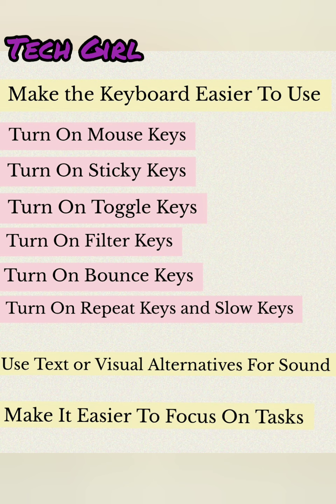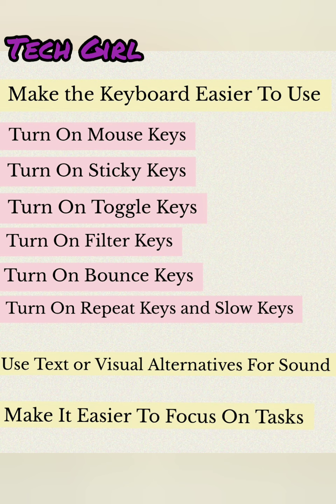Next is turn on toggle keys. Caps lock, num lock, and scroll lock keys are the toggle keys. If you press caps lock to obtain all capital letters, then pressing the caps lock again will turn it off, and now all the lowercase letters will be typed. So click on the checkbox to turn the toggle keys on or off.